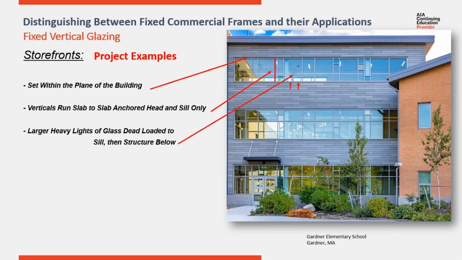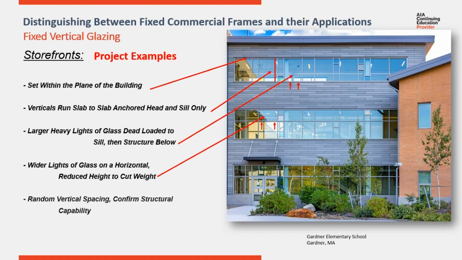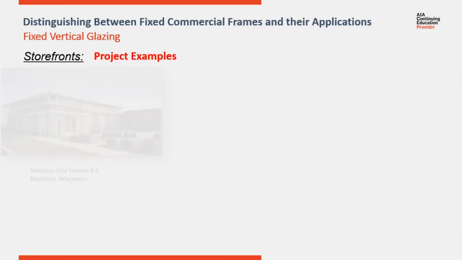Large, heavier lights of glass can sit directly on a sill with little worry as you're shimming directly underneath them. The height of wider lights on a horizontal should be reduced to reduce the overall dead load on the horizontal. Random vertical spacing is easily achieved as long as the wind load capacity of each vertical is confirmed. Entrances are integrated into frames without the need for subframes.